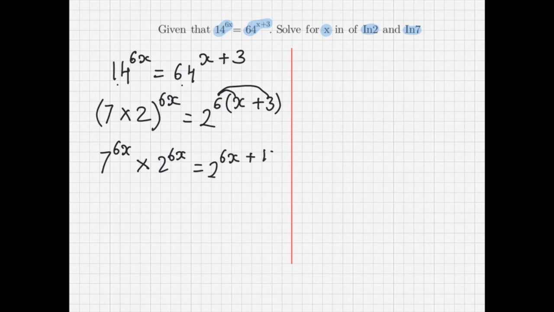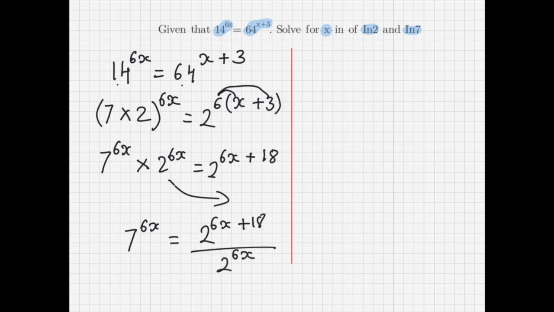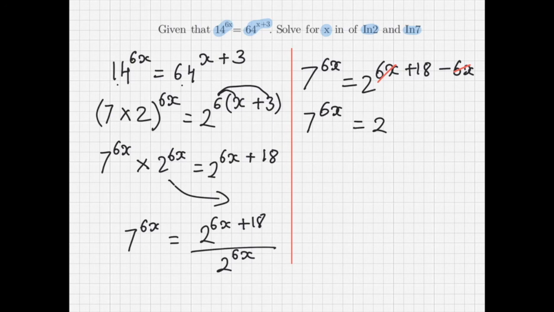6x plus 18. Now let's take the 2 to this side to simplify this further. So we'll have 7 to the power of 6x, 2 to the power of 6x plus 18 over 2 to the power of 6x. The exponent rule says that when two numbers are in division and have the same base, we can subtract the exponents. We can write this like this. And then simply 6x and 6x can cancel out and we'll be left with 7 to the power of 6x is equal to 2 to the power of 18.